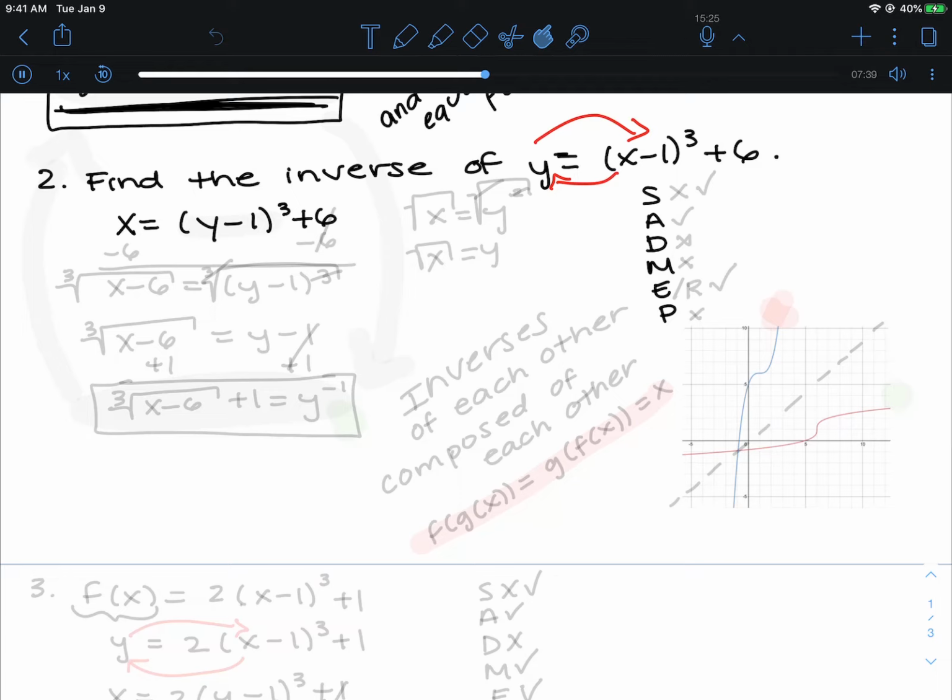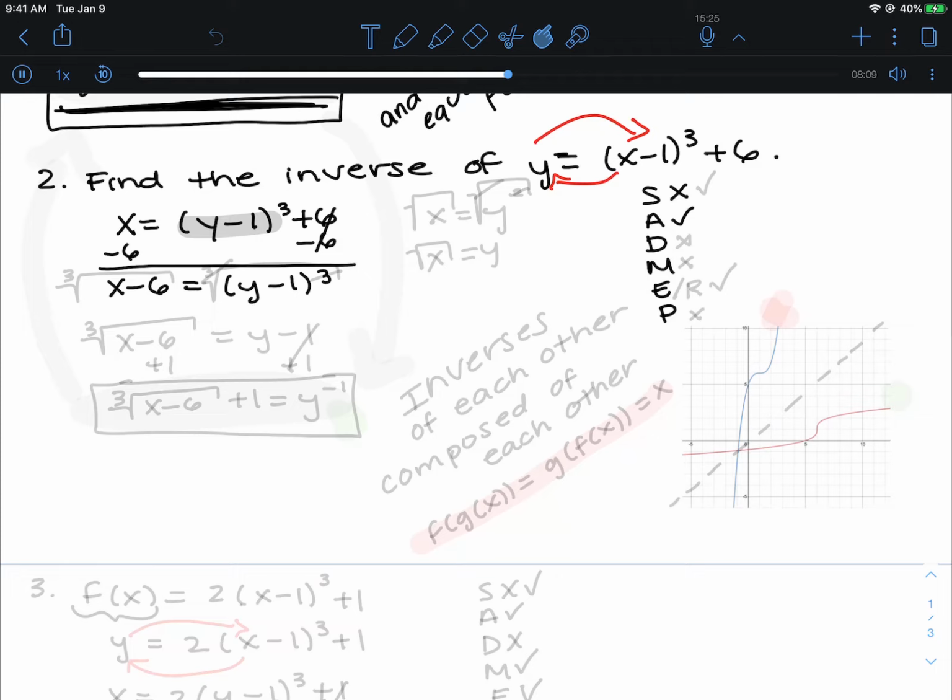And then we begin. Do we have subtraction? No. Do we have addition? Yes, I mean, we do have subtraction, but once again, it's inside of the parentheses, and I don't want to deal with anything inside the parentheses. So then we move on to the next one, which is addition, which I do have. Opposite of addition is subtraction. So I'm going to subtract the 6. That cancels out. You get x - 6 equals (y - 1)^3.